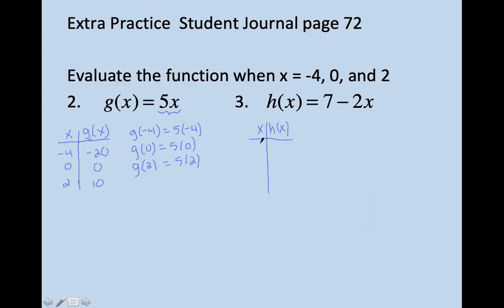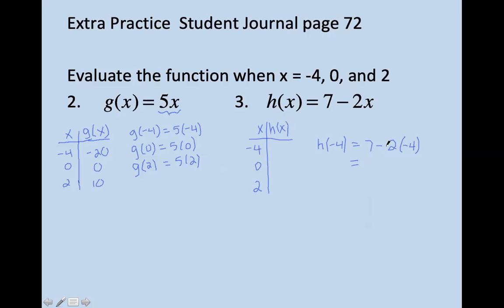Again, I'm putting in the same input values, -4, 0, and 2, and I'm finding the corresponding outputs. So first time through the problem, I am replacing the H with -4. And again, I'm going to put parentheses so that I'm sure I don't lose my negative sign. So I put in -4 here, I'm putting in -4 over here.